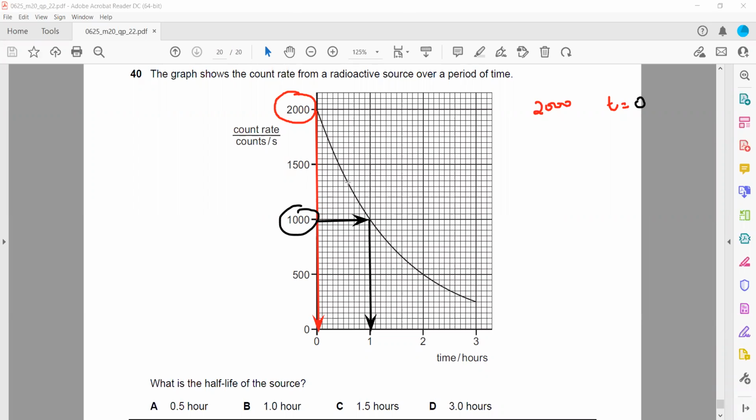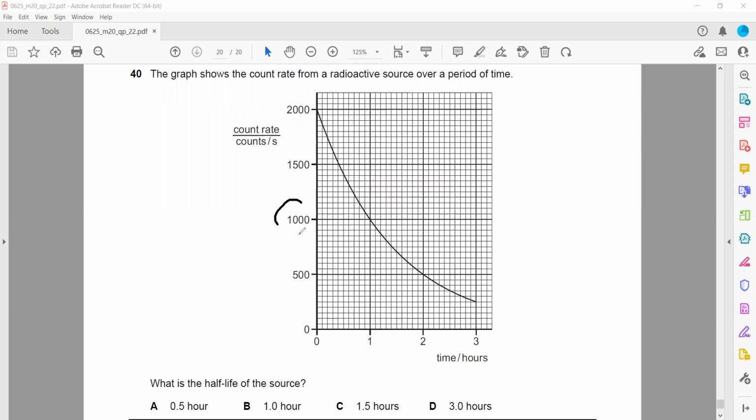So how much time did it take? Half of 2000 is 1000, and 1000 is after 1 hour. So what is the time interval? The time interval is 1 hour. This is the time the radioactive sample takes to reach half of its original value, and we call that a half-life. But it is not necessary that you take the first value, the highest value; you can take any value.